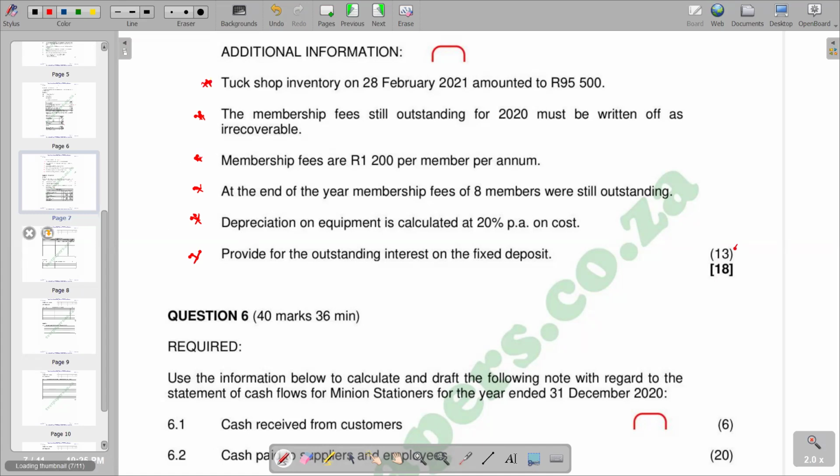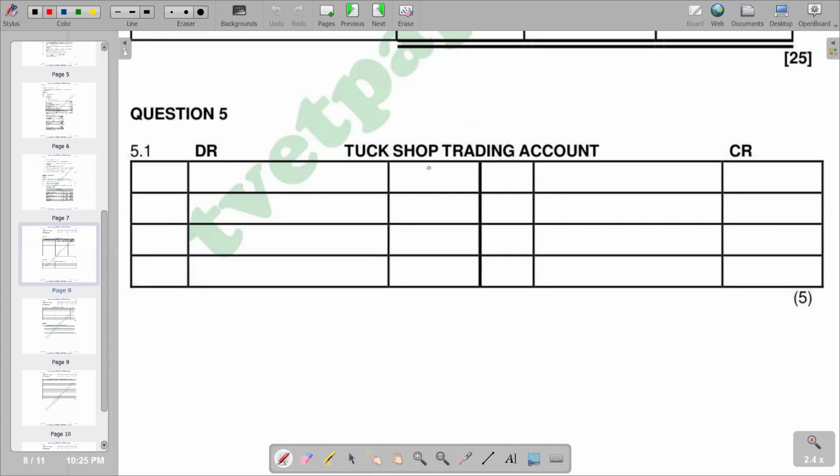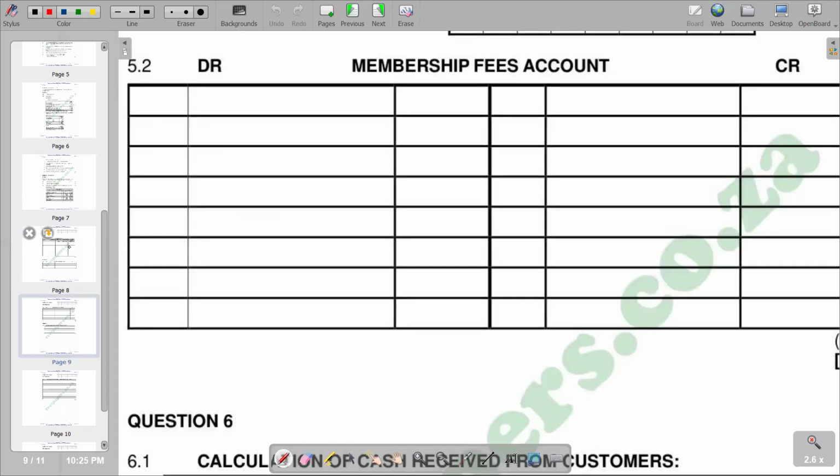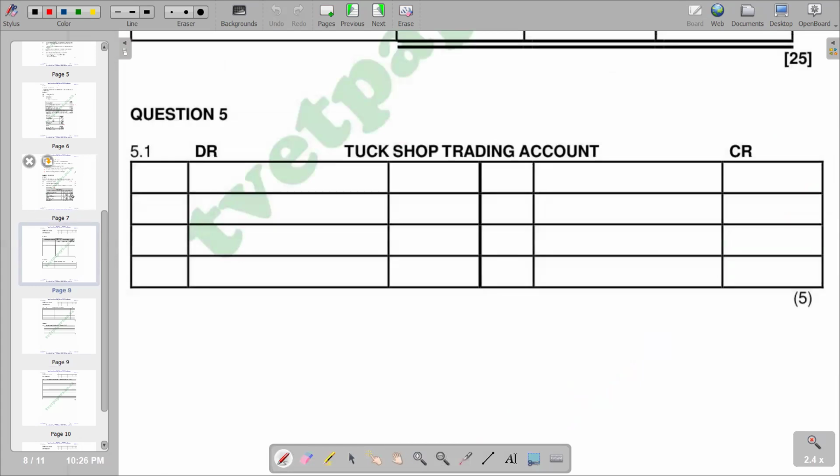Going to another section, you'll see that this is going to be our tuck shop trading account, and also we are going to have our membership fees account. So we are going to start with our trading account. Remember, you should know what should come on the debit side of the trading account and what should be on the credit side of the trading account.